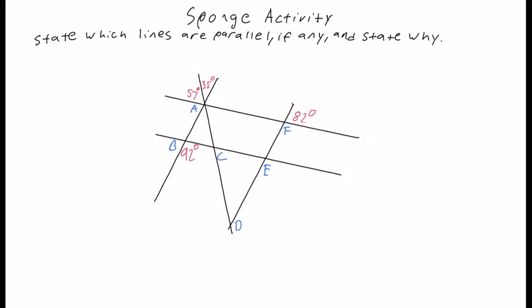Alright, now time for the sponge activity. I have a bunch of lines here, and I want you to state which lines are parallel, if any, and state why. So we've got line AB, line AC, line EF, line AF, and line BE. And I want you to state which pairs are parallel, as many as you can find that are parallel, and give your reason why.